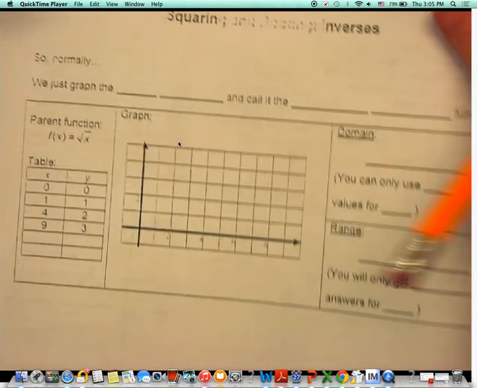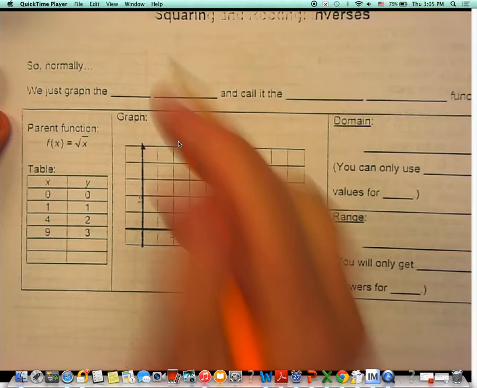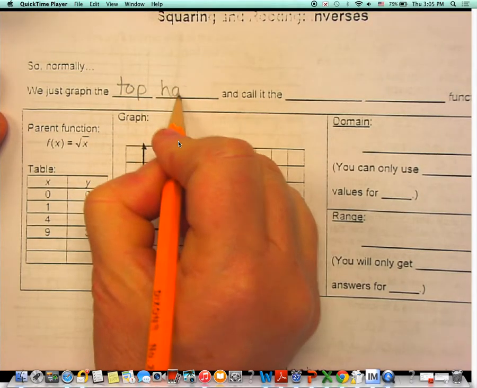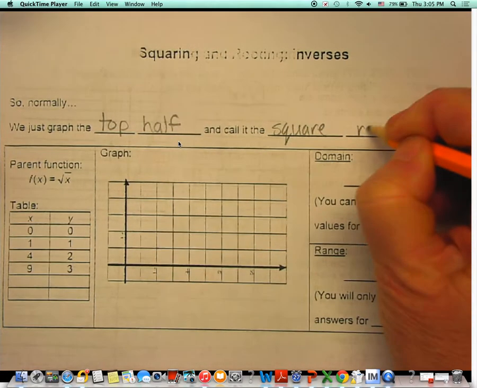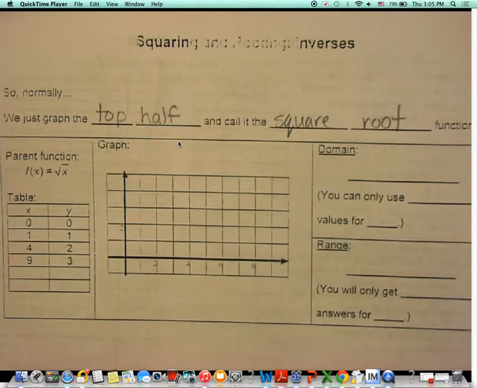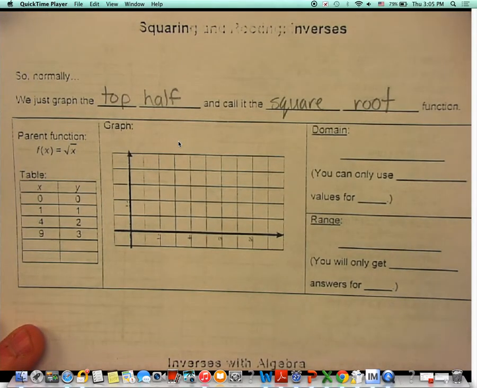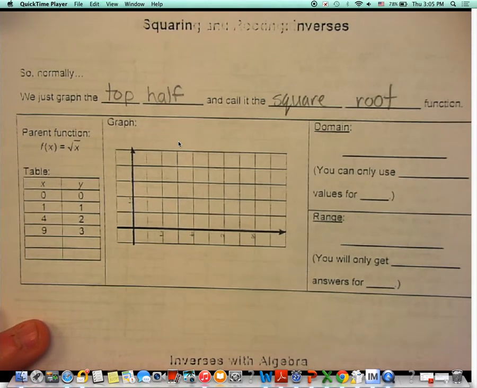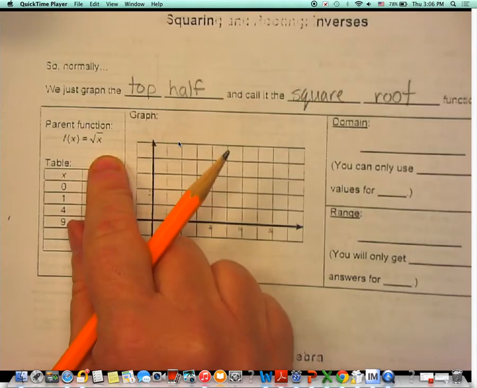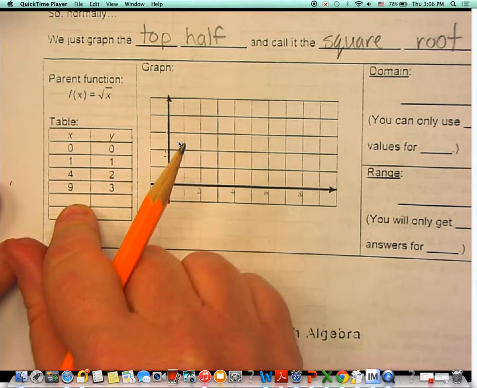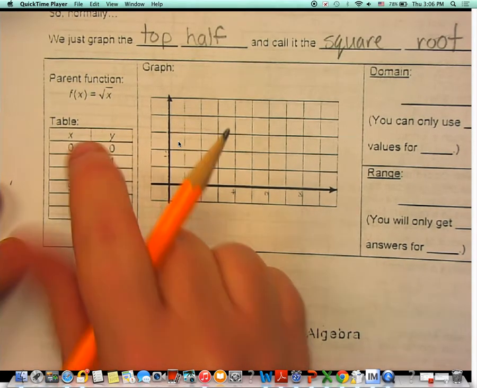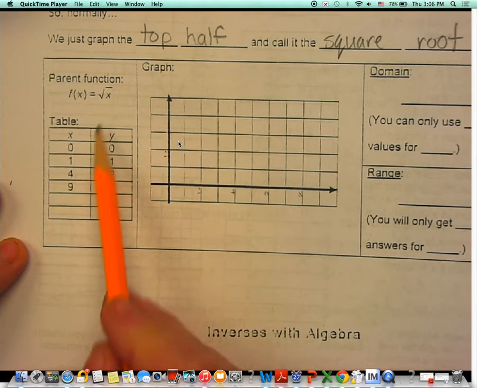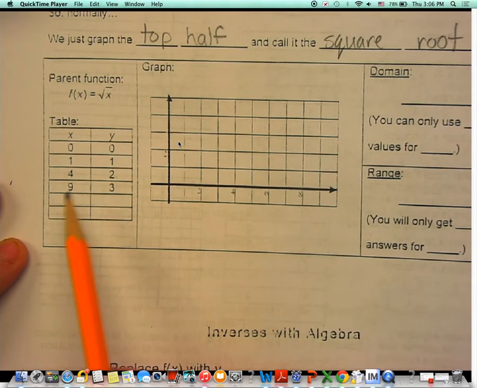Now when you turn the page, it says, so normally we just graph the top half and call it the square root function. So the top half is the square root function. And we're going to look at the parent function. There it is, the square root of x. And here's a table. When you plug in 0, the square root of 0 is 0. And when you plug in 1, the square root of 1 is 1. And the square root of 4 is 2. Square root of 9 is 3. What would be the next one?